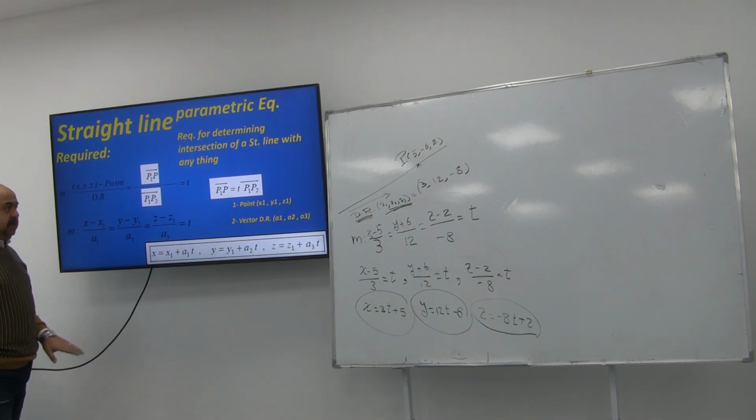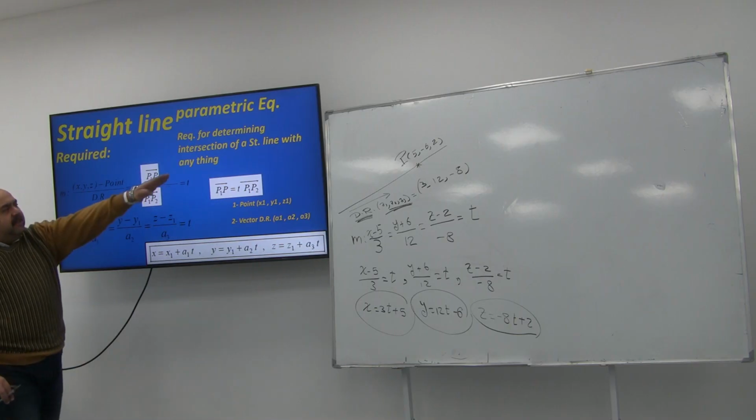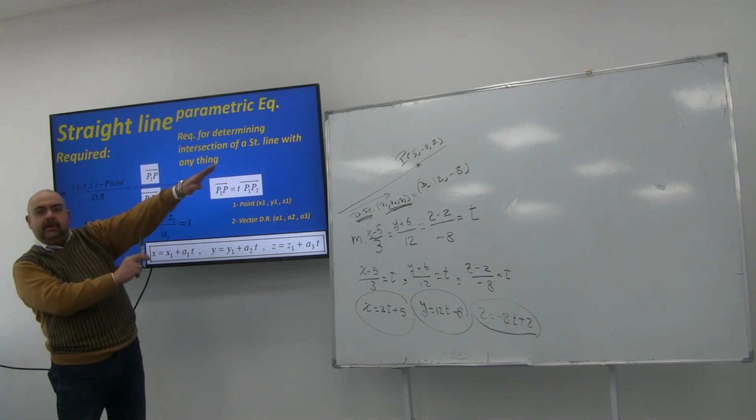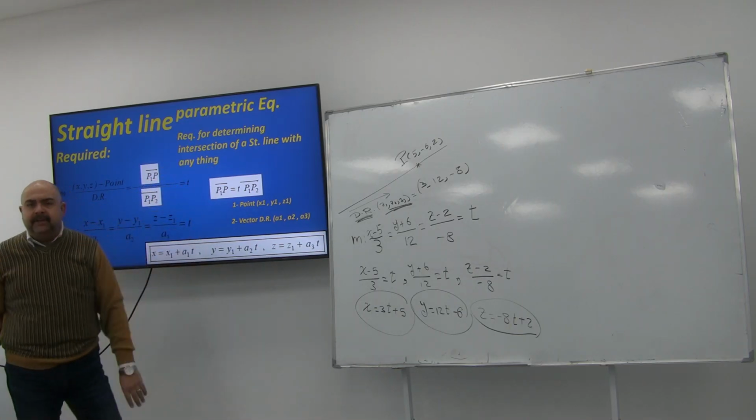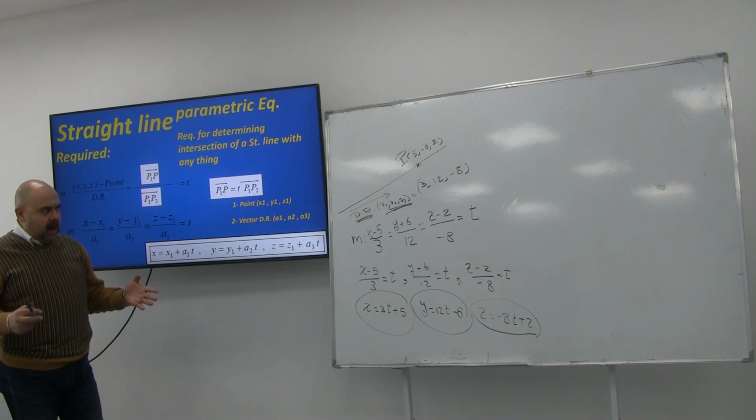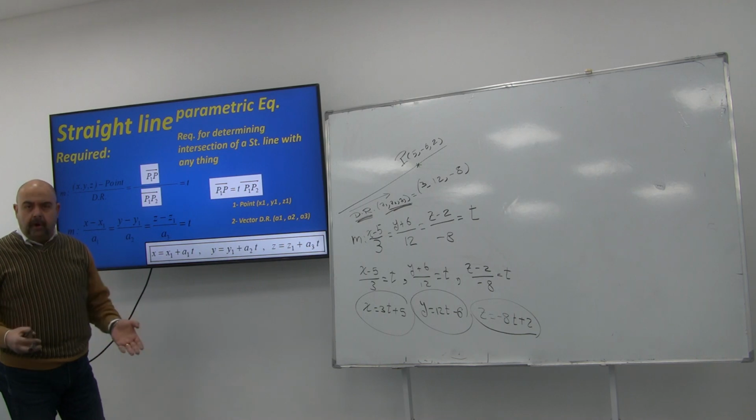So once more, for a straight line equation, you will need a vector in the direction of the straight line, and only one point that belongs to this straight line. Voila, you will be able to find either the symmetric equation or the parametric equation.